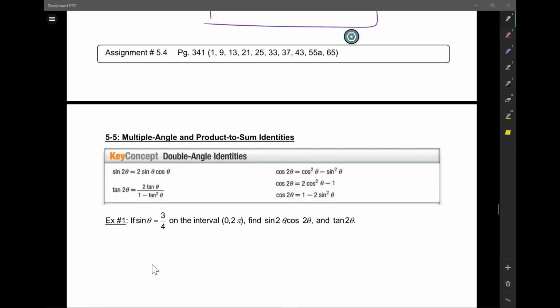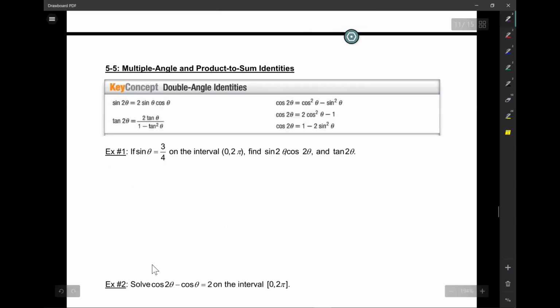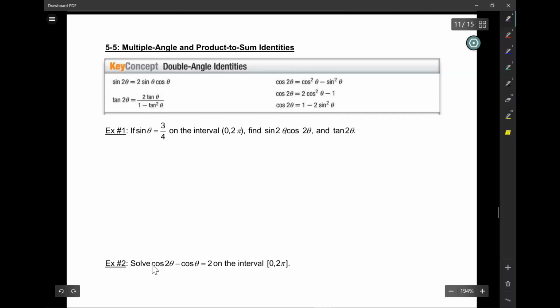In this section, we're going to be introduced to a whole new set of identities. Everything that we've covered until now are ones that you have to have memorized. But everything that we're going to do starting now, you will be given on a sheet during the test, the final, and wherever else. All right?